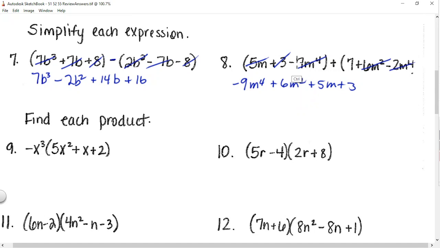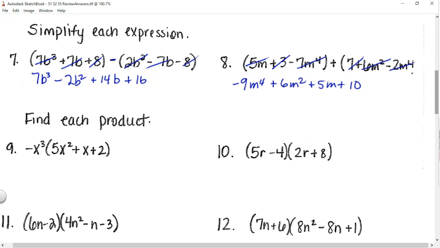And, oh, sorry, that's not all. We have 3 and we have 7, so that's plus 10 when we combine them. Okay, negative 9m to the 4th plus 6m squared plus 5m plus 10.